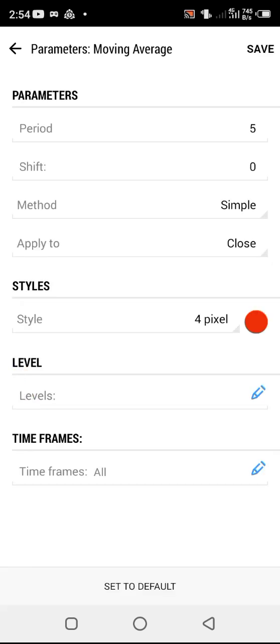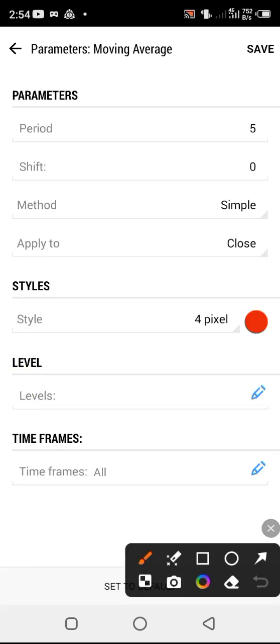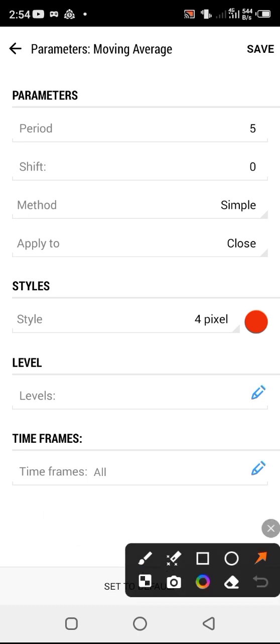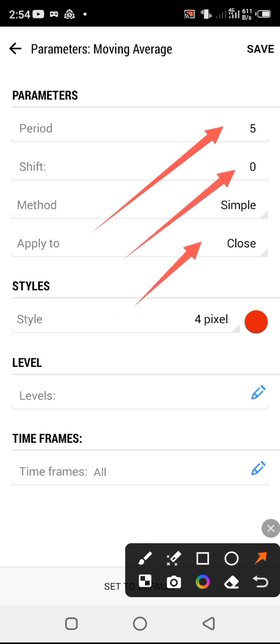Now do a screenshot. You can do a screenshot of this part, because I want everything that is right here to be exactly what you are going to fill in. The period should be 5. The shift should be 0. The method should be simple.